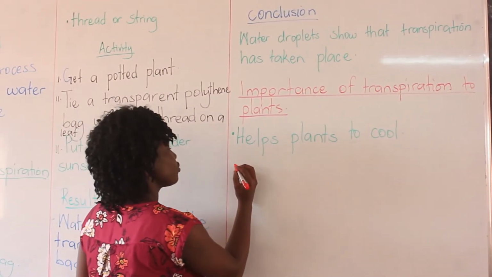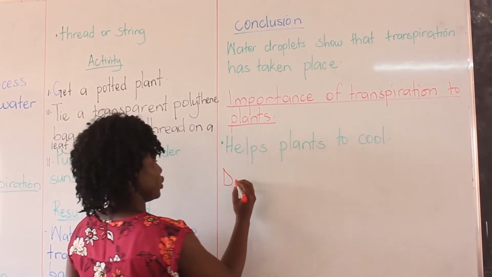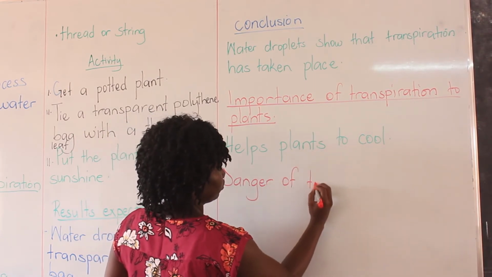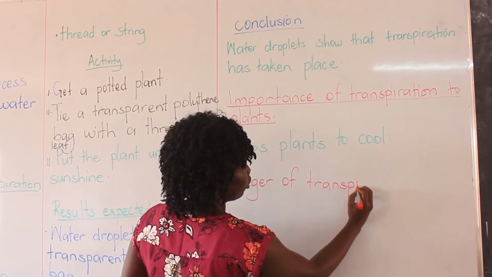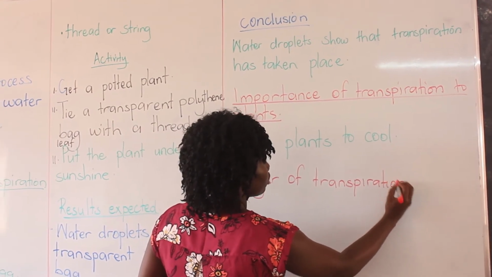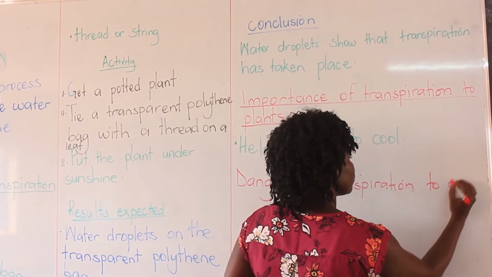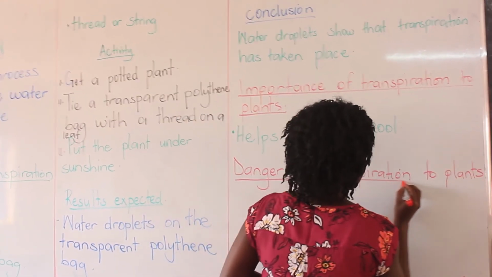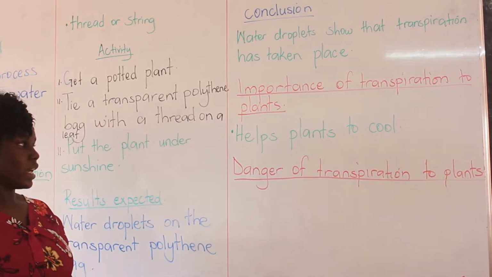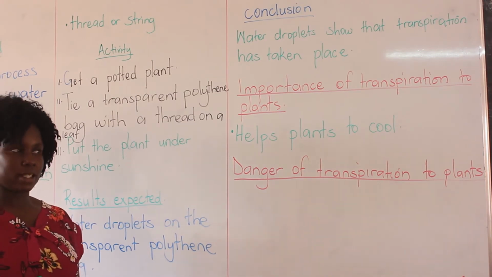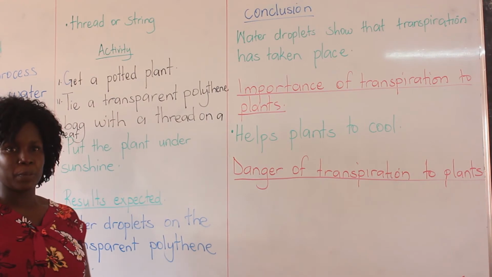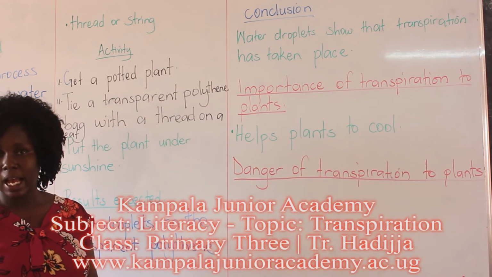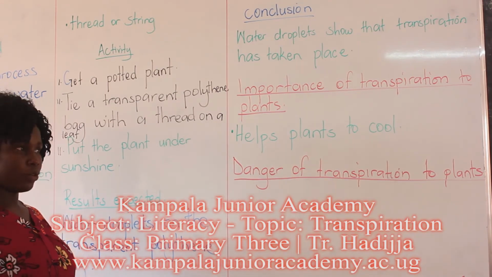Then, how can transpiration be a disadvantage? Danger of transpiration to plants. How can it be dangerous? In cases where it is too much or excessive, when a plant is losing a lot of water, it may end up drying up, or it may end up wilting.